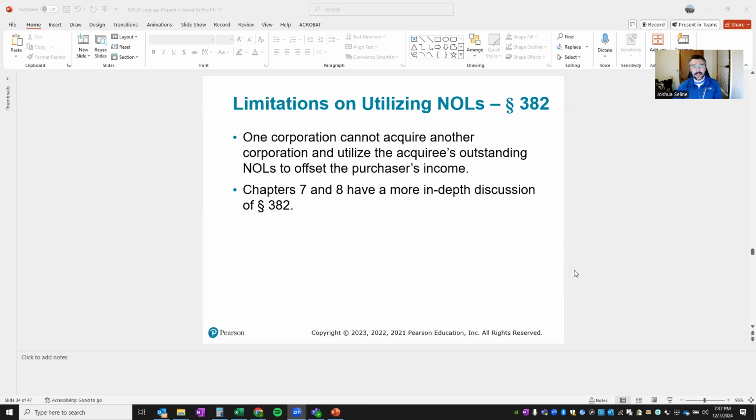Limitations on utilizing net operating losses, section 382. One corporation cannot acquire another corporation and utilize the acquiree's outstanding NOLs to offset the purchaser's income. Chapter 78 had more in-depth discussion of it. I can't purchase a loss company and expect to offset my income. And that's really what it's trying to say: you've got a company that's been hemorrhaging money and is constantly losing. I can't use their NOLs to offset.